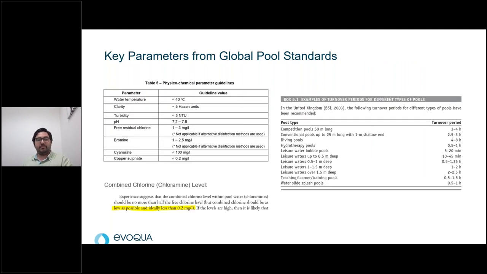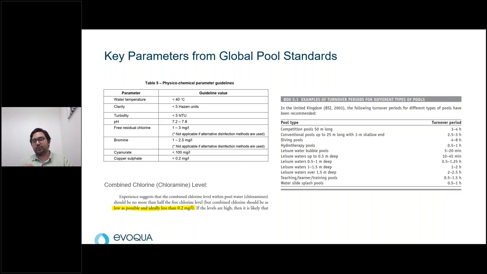So these are some of the key parameters from these standards. One is the water quality itself. Temperature and pH level are important. Free chlorine level of 1 to 3 ppm is common. Next, which is important, is the combined chlorine level, which causes the pool smell and corrosion in your indoor pool, and which ideally should be less than 0.2 ppm.